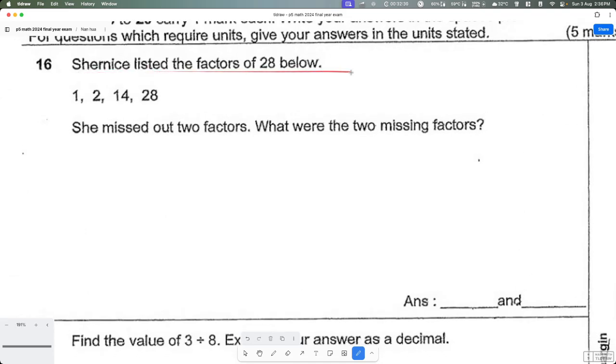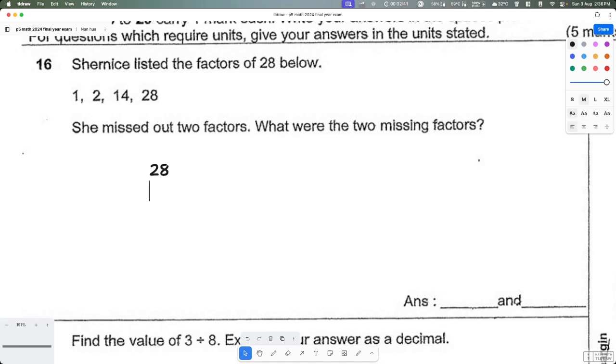Shirley listed the factors of 28 below: 1, 2, 14, and 28. She missed out two factors. What were the two missing factors? For 28, you have 1 times 28 and then 2 times 14. So what other thing can we multiply with? Can we multiply by 3?